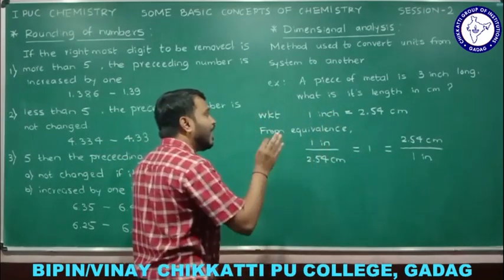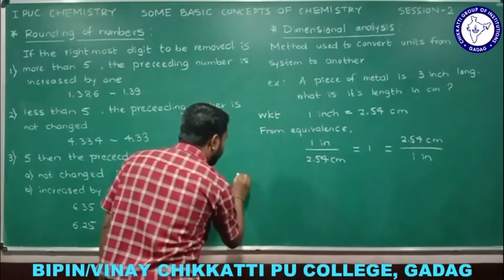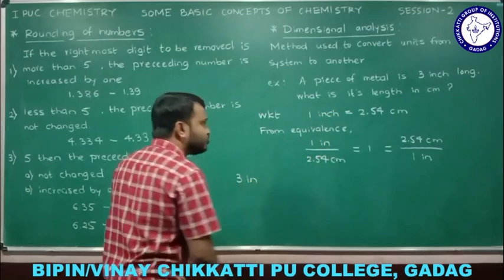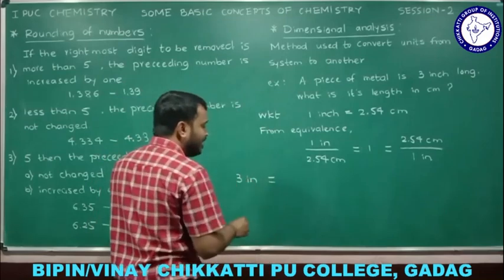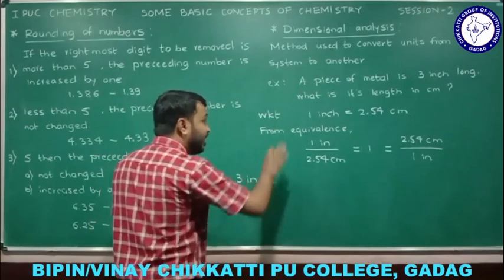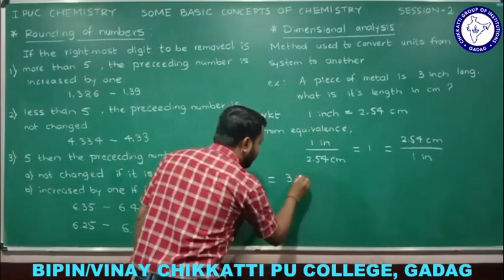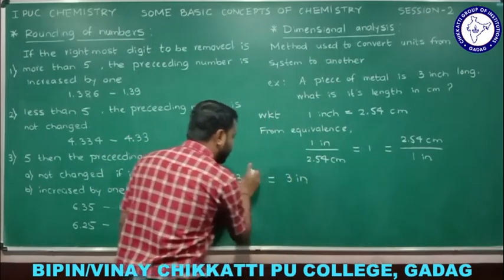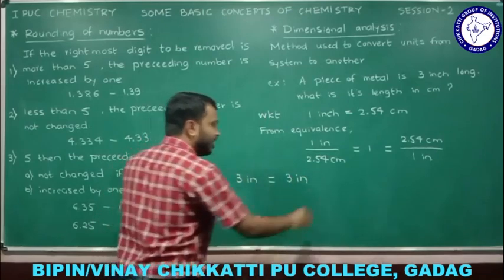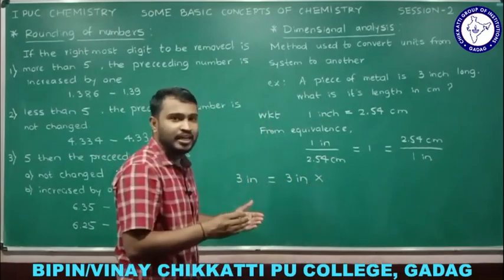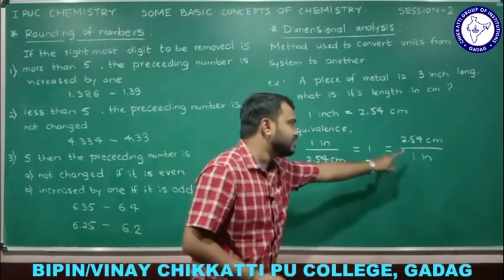So try to know, I am going to convert inch into centimeter. What is the given inch I have here? I have 3 inch long. The 3 inch long metal, I am going to convert into centimeter by using the unit factor method. So I am going to write 3 inch here. We are going to convert 3 inch into centimeter. You need to consider 3 inch and multiply by the unit factor. I told you this is one unit factor and this is one unit factor.